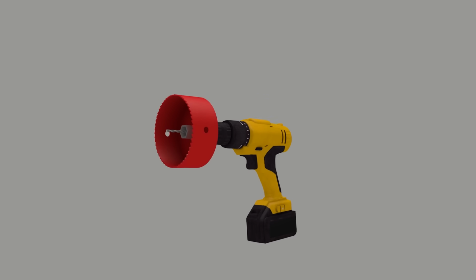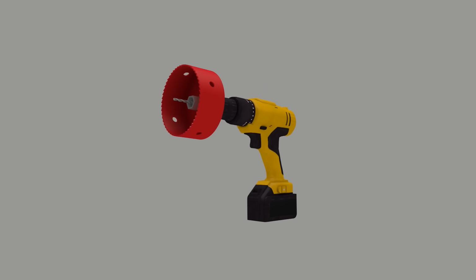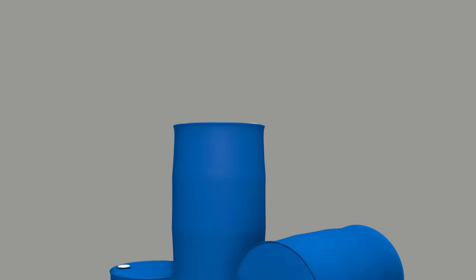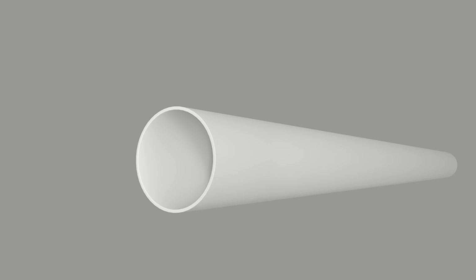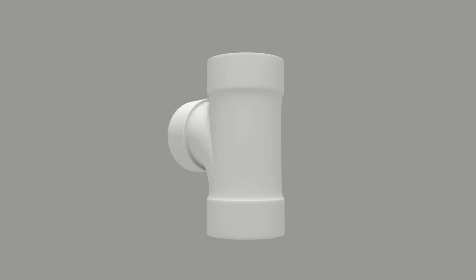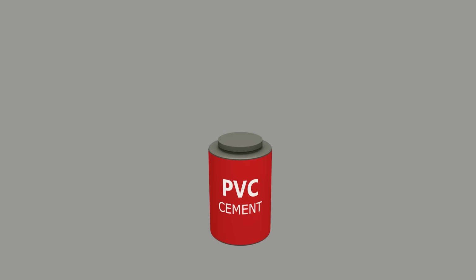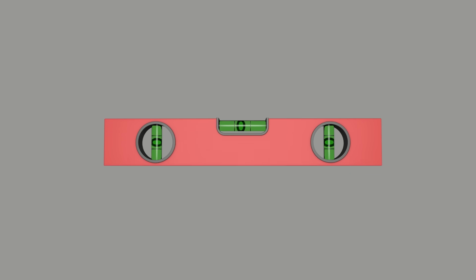So for this job, you will need a drill with a 4.5-inch hole saw. 3 55-gallon plastic barrels. A 20-foot PVC pipe with a diameter of 4 inches. 3 PVC tees with a diameter of 4 inches. PVC cement. And a spirit level.